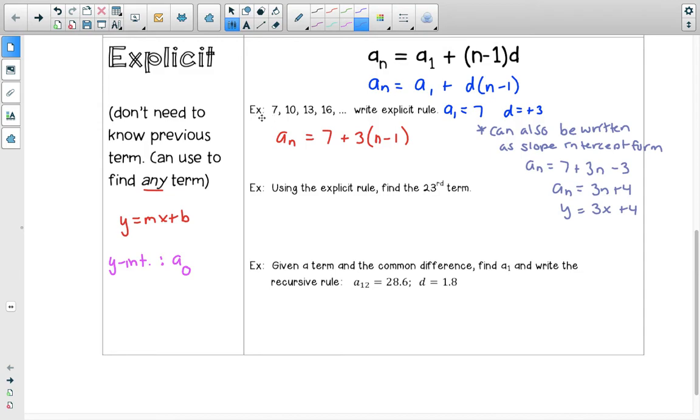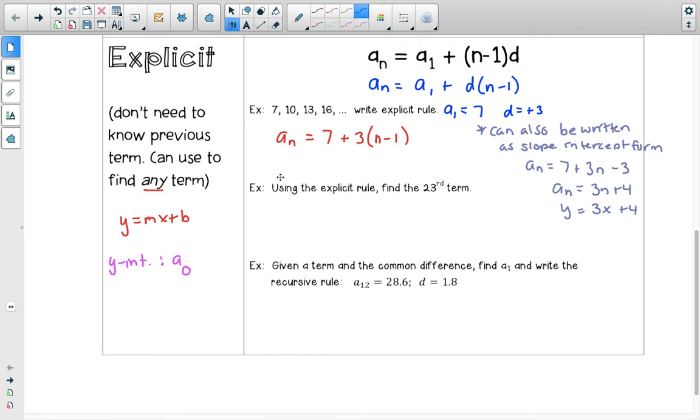There were no ellipses here, so yes, a sub 1 is 7. 7 is your first term. But if we technically wanted a sub 0, we could use that pattern of, instead of adding 3, we could go minus 3, and that's how we could technically get our y-intercept. That's if we were asking to write it in slope-intercept form. We were asked to write the explicit rule, and that's what we've done. But you can see how it can be written in slope-intercept form by distributing the 3.